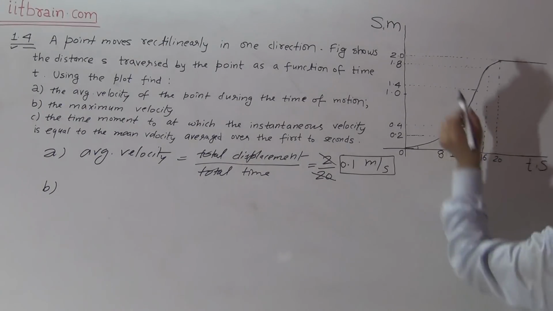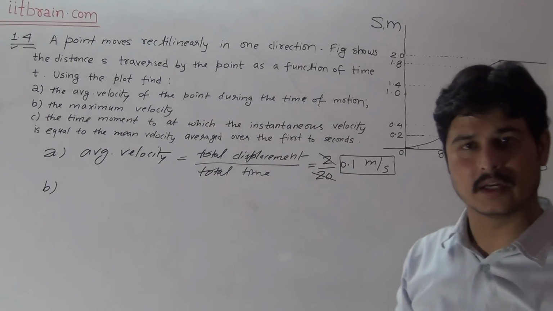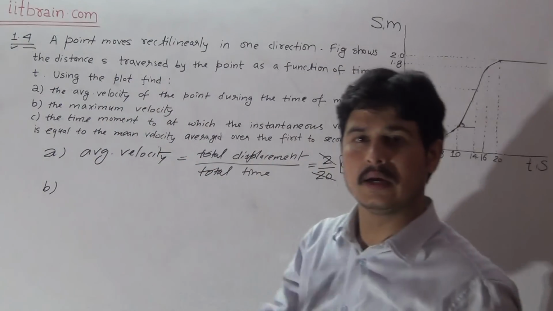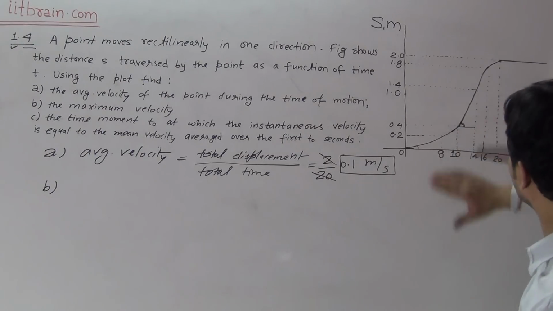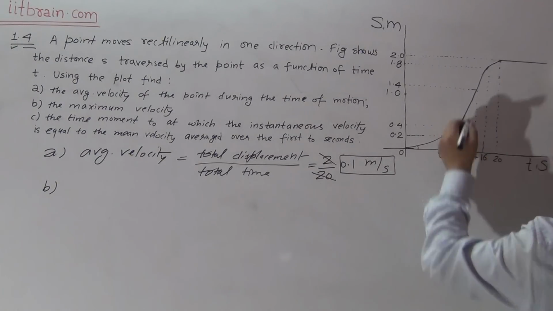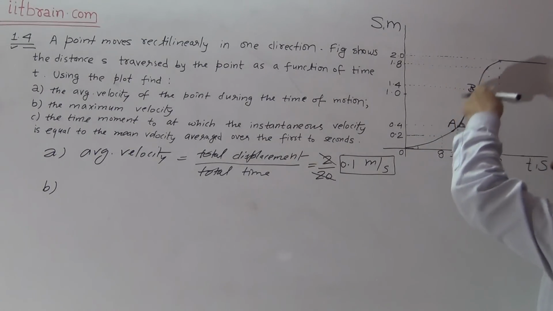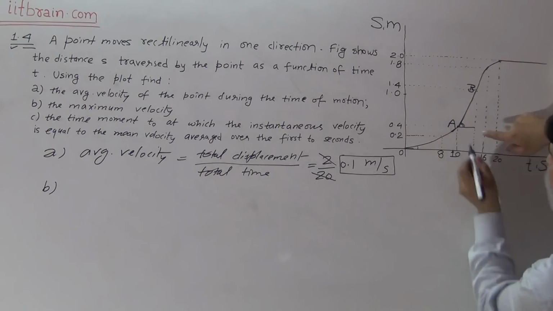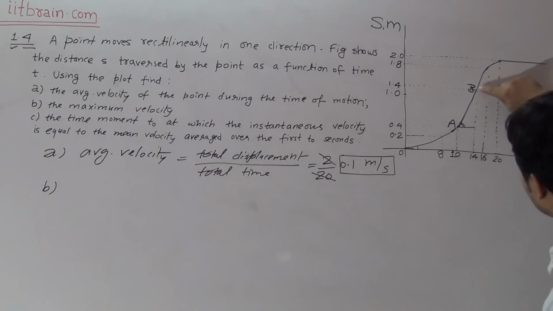We know that if a graph is plotted between distance and time, then its slope represents velocity. So if you want to find the maximum velocity, then for solving this problem our aim is to select the part of this graph which has maximum slope. And we see here that from this point A to this point B, the slope is maximum. In the whole graph, this AB part is most straight and has maximum slope. The slope of the other curved parts is not as much as the slope of this part AB.